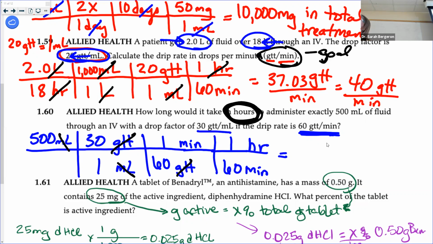Not 41. 4.17 hours. But really, how many sig figs does my answer have? 1. So what should it be? 4 hours. Okay. So go check on your patient again after an hour, right? And their IV should be almost done.